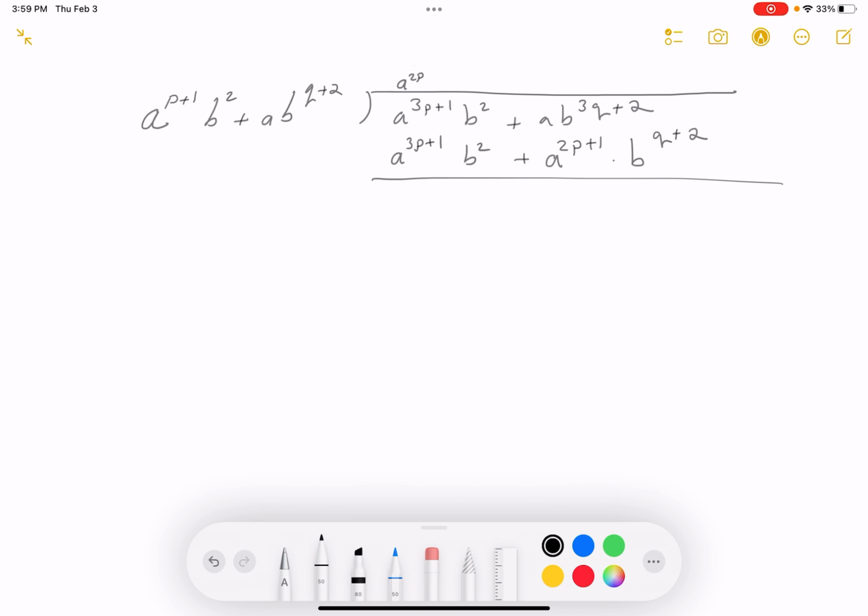Don't panic yet. All right, what I've got to do now, I've got to subtract. And if you subtract, what do I get? The first term's gone. So what am I left with? And I'm going to write it down. It might seem a little peculiar to you, but I need to write this down. So it's going to be minus a to the 2p plus 1, b to the q plus 2, and then I drop that place down, which is a, b to the 3q plus 2.